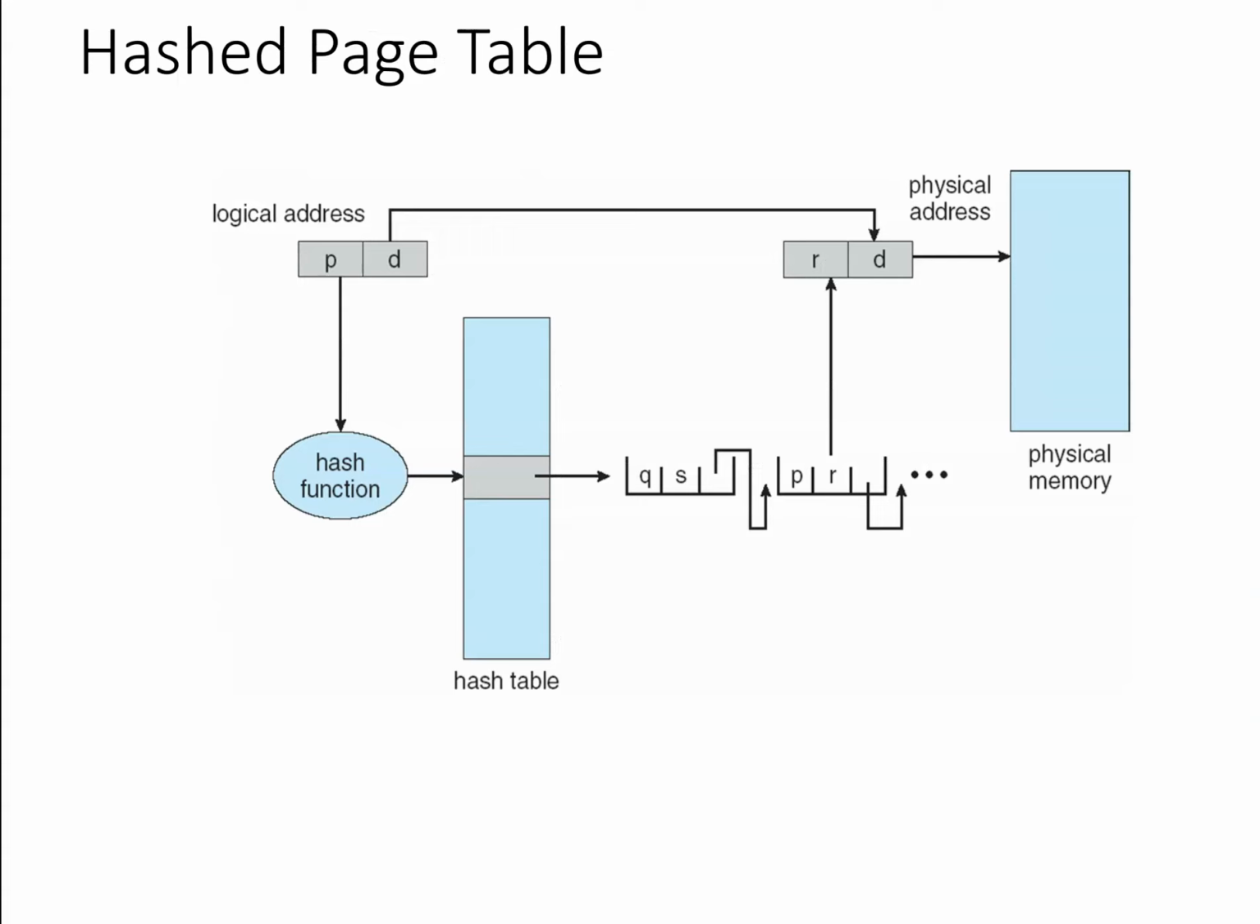But here's an example. We've got our hash function, which gets us into our hash table, which gets us the appropriate address in the hash table entries, which are followed by the next hash table entry. So we find our actual page and our index, and we get to our physical memory.